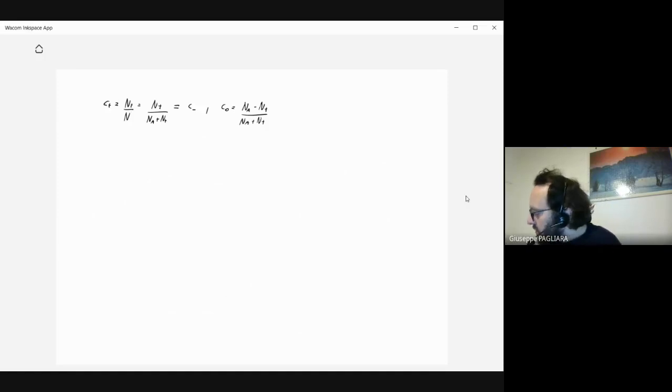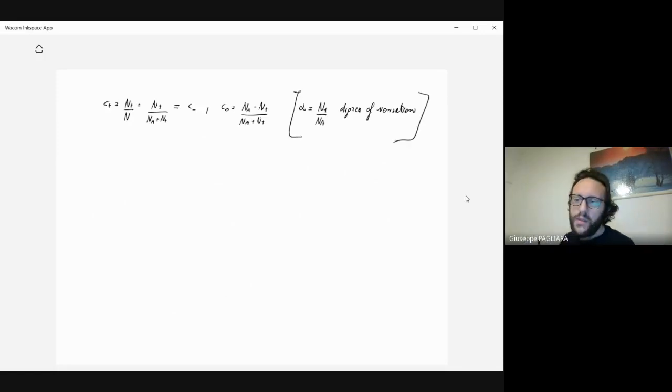Now let's introduce this quantity alpha, which is the ratio between n plus and Na, and this is called the degree of ionization, which of course is the fraction, if you want, of ionized atoms with respect to the total number of atoms.